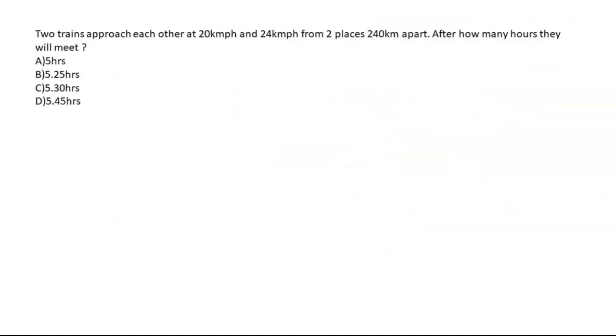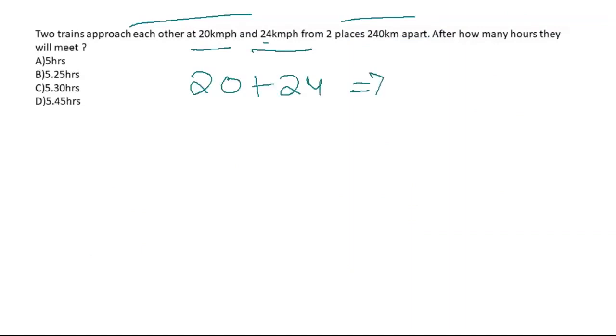Two trains approach each other at 20 kilometers per hour and 24 kilometers per hour from two places 240 kilometers apart. After how many hours will they meet? Again, this is the same kind of question. They approach in opposite directions, 20 and 24, from two places. Relative speed is going to be what? After how many hours will they meet? So very simple. This is 20, this is 24. So relative speed is going to be what? 44 kilometers per hour.